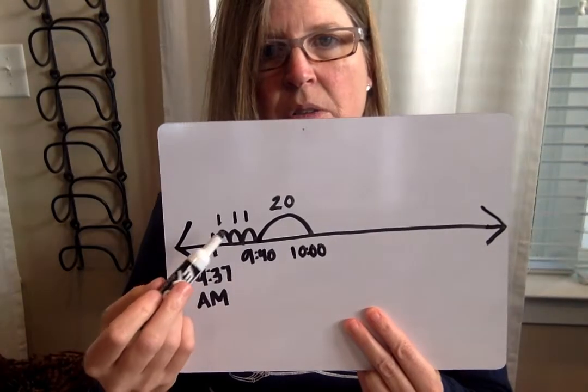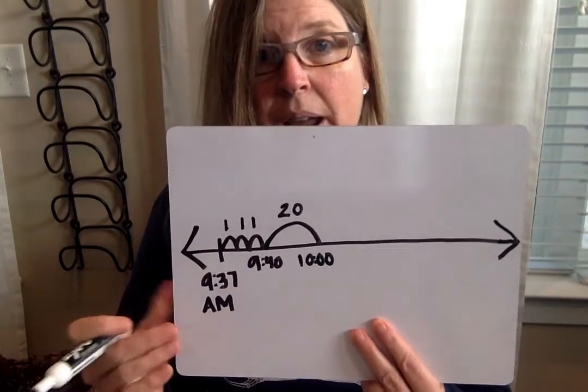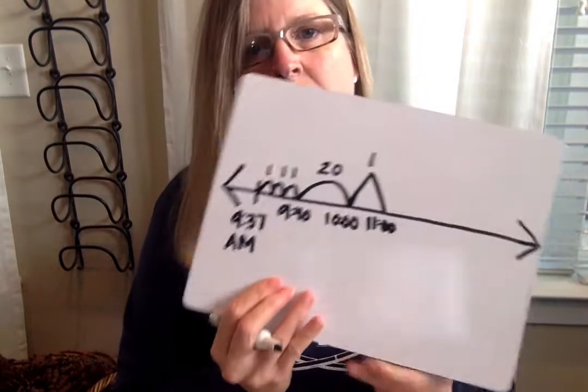Now, my minutes are little hills. They have rounded tops. I'm ready to start jumping by hours now. Do you remember what we do for hours? That's right. Now we make mountains. We write pointy tops. So I'm going to go from 10 a.m. to 11 a.m., and that's 1 hour. And then I'm going to go from 11 to 12, 12 to 1, and 1 to 2.